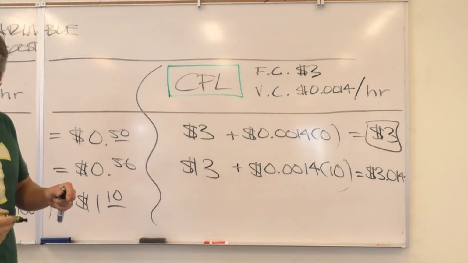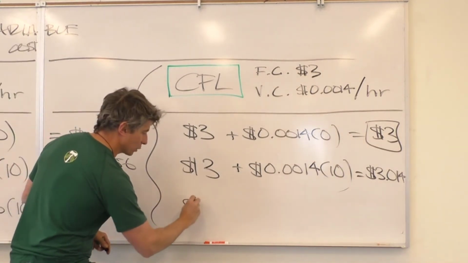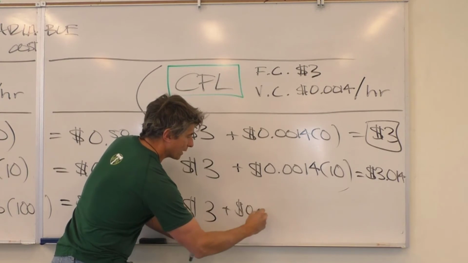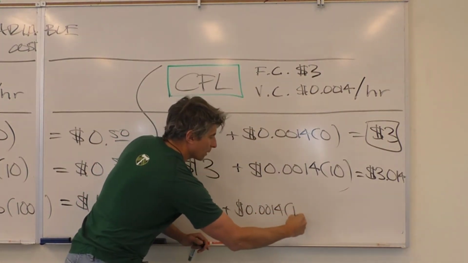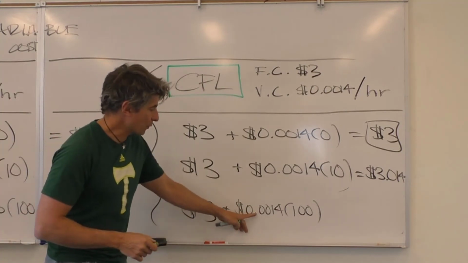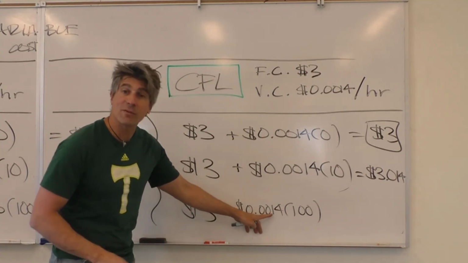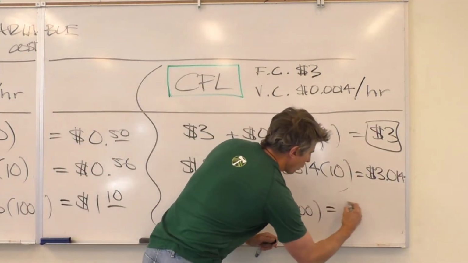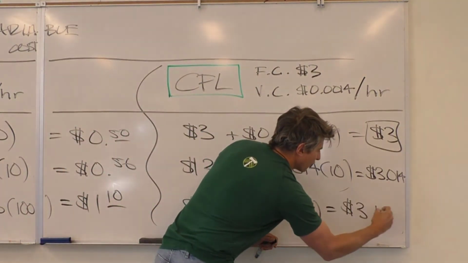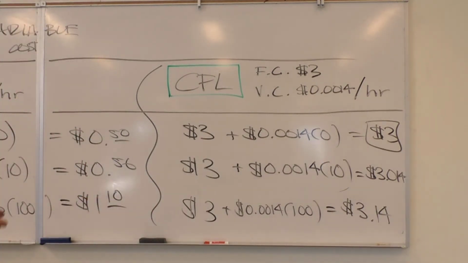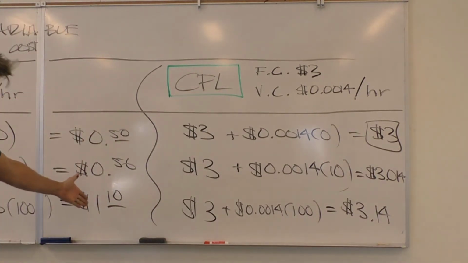Let's do 100 hours. Same thing, costs $3. But then we have to add to it 0.0014 times 100 hours. Move this over, and that is 14 cents, $0.14. This is now $3.14.